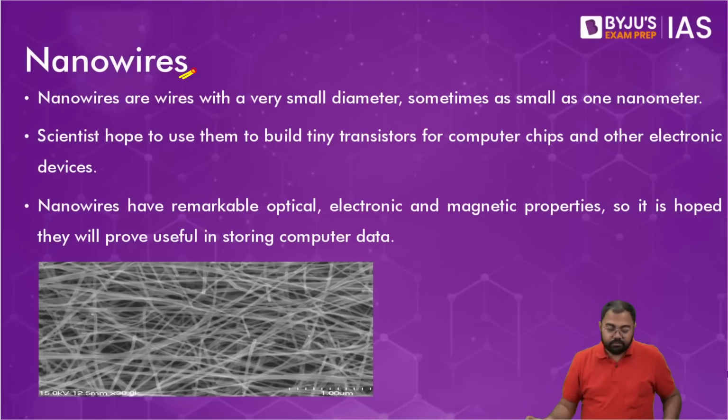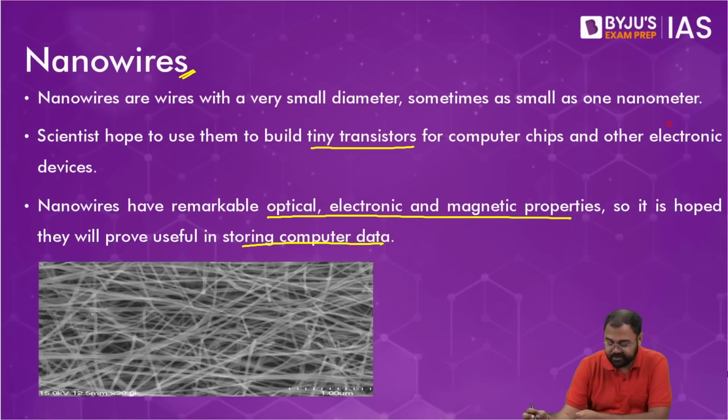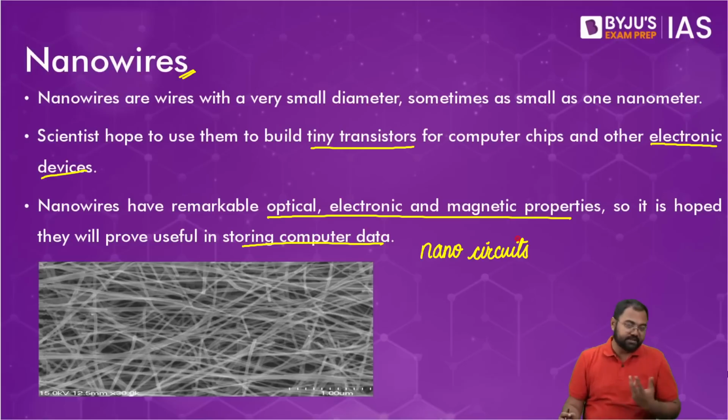So that is where nanowires can see their use. They have remarkable optical, electronic, and magnetic properties, and that's why they can also be used in computing, storing computer data. At the same time, they can also be used in building tiny transistors for computer chips and all the other electronic devices, basically in creating nano circuits.